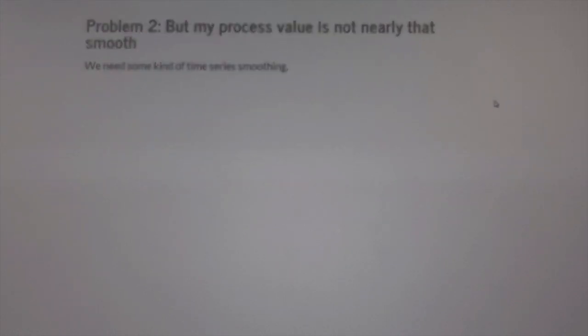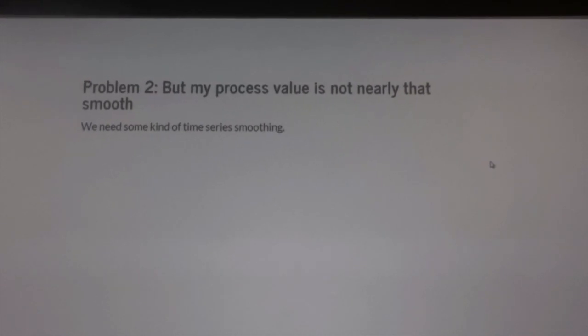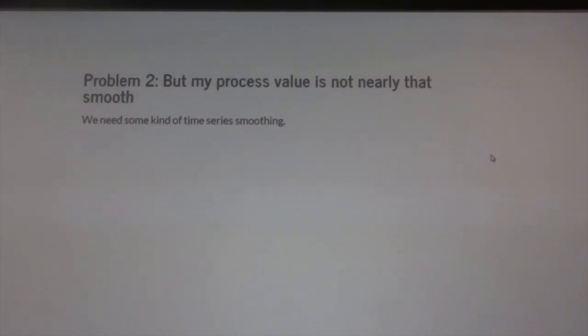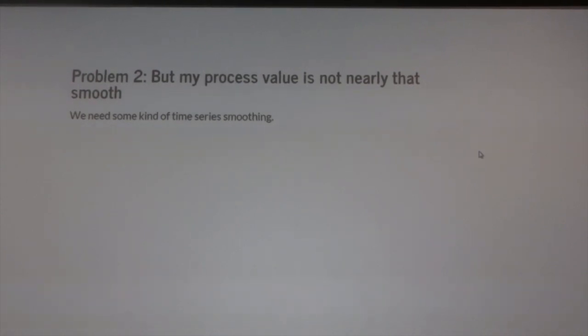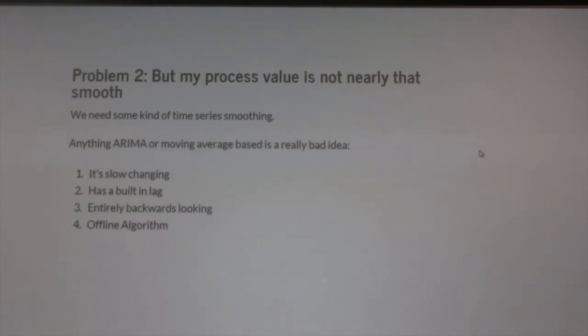So one of the problems that comes in next is that the process that I'm measuring is not very smooth. I had that very nice constant blue line that was a perfect function of my controller output. And in reality, it doesn't look like that. So we would need to do some type of time series smoothing over this.